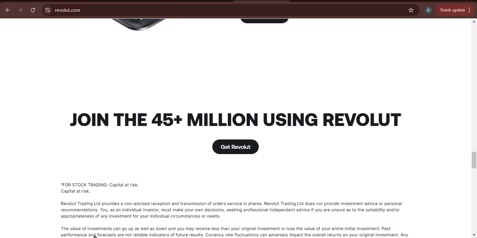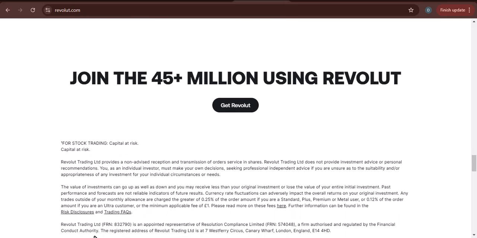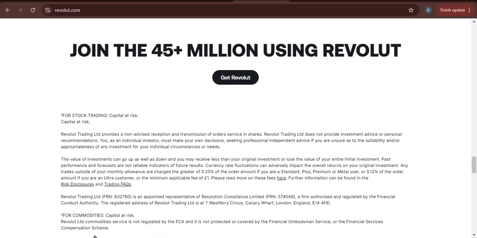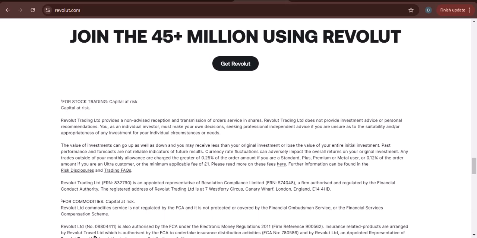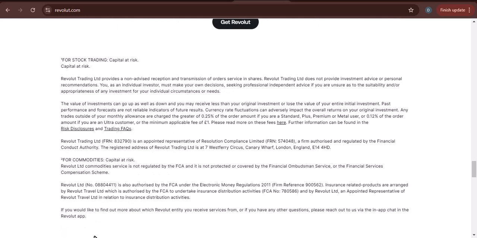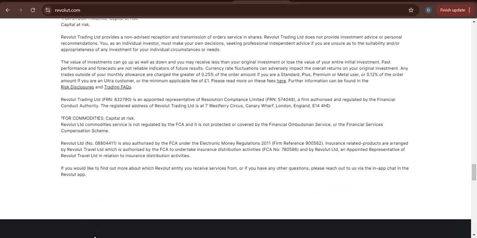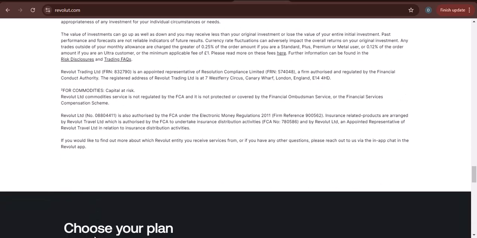Revolut is a great option for anyone who needs a global financial solution. With its multi-currency model, competitive exchange rates, and no currency conversion fees, Revolut makes it easy to manage your money across different currencies. If you're looking for a global financial solution, I encourage you to sign up for Revolut today.